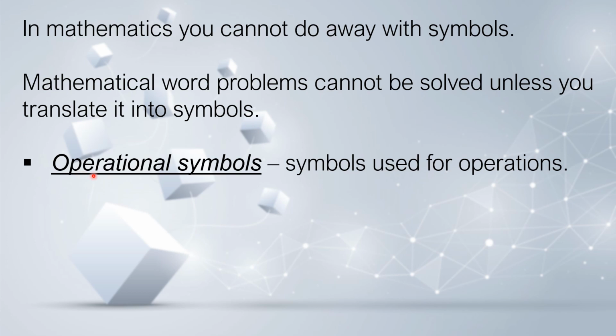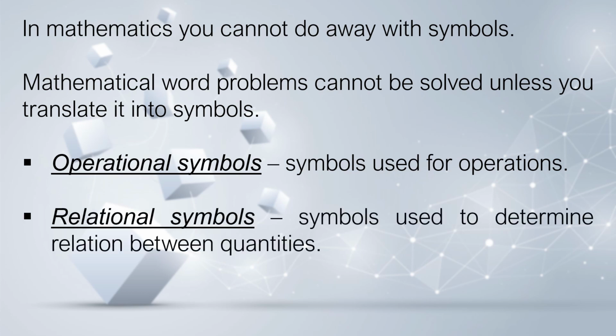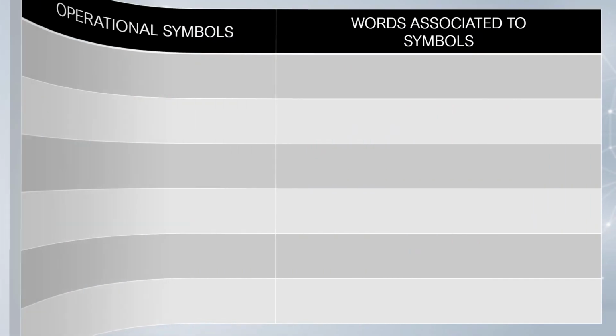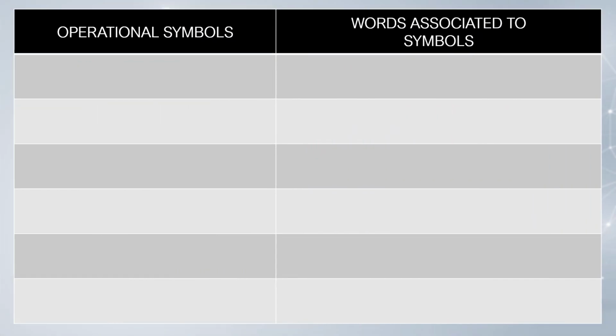So ang keyword natin ay operational, so ang mga symbol na ito ay ginagamit sa operations, katulad ng plus, minus, times, and divide. Ang pangalawa naman ay ang relational symbols. So these are the symbols used to determine relation between quantities. So let's have the given keywords in different operational symbols.